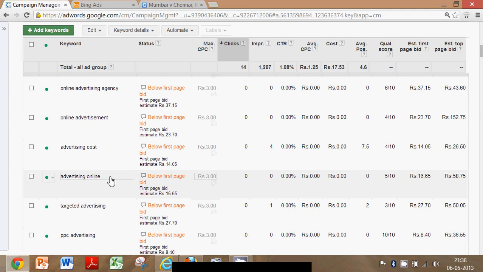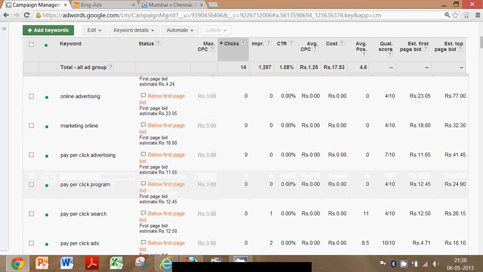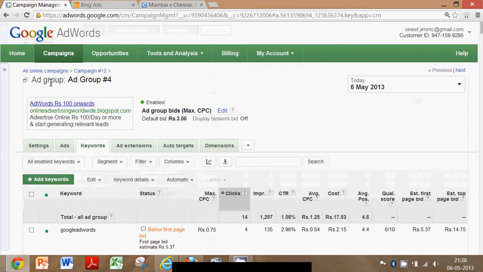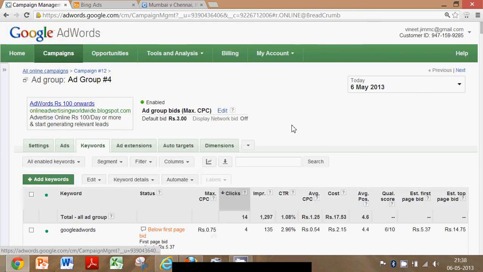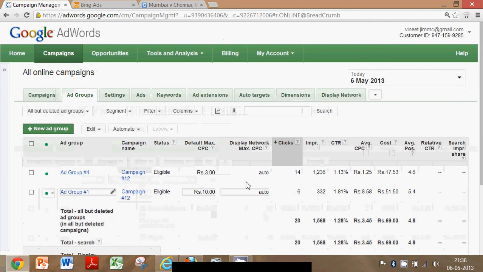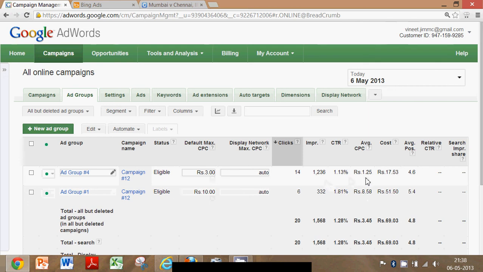If I were running only one ad group, I would be paying 8 rupees 58 paisa. But since I am also running the other ad group, I am paying an average CPC over there of 1 rupee 25 paisa. So my overall CPC comes down to a tremendous 3 rupees 45 paisa. That should not take away from the fact that I am paying a pretty decent amount for my other keywords, which I think are more prone to conversion and are quality keywords. So this is my strategy.